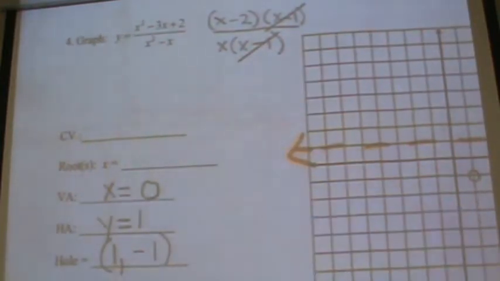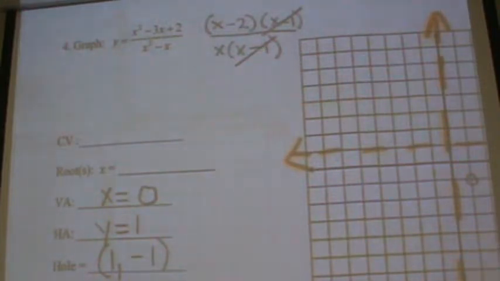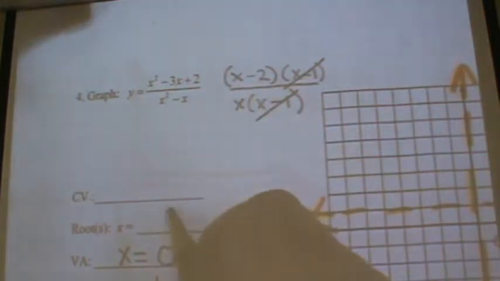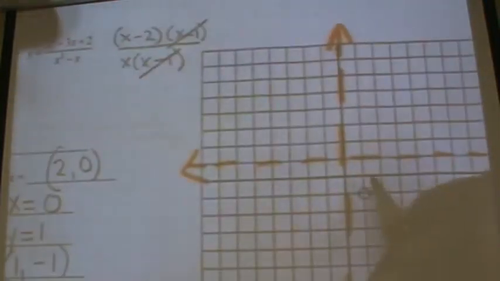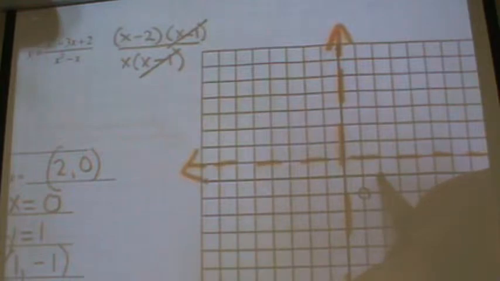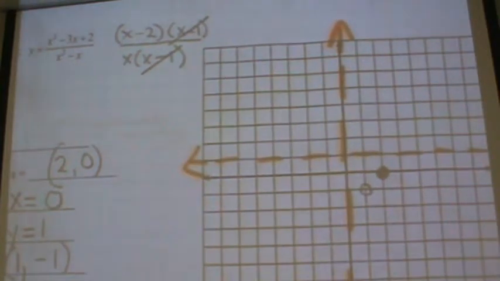Okay? Next. We have a vertical asymptote where? Yep, x equals 0. I know we have a root. Where's my root? At 2, 0 is a root. What's my y-intercept?